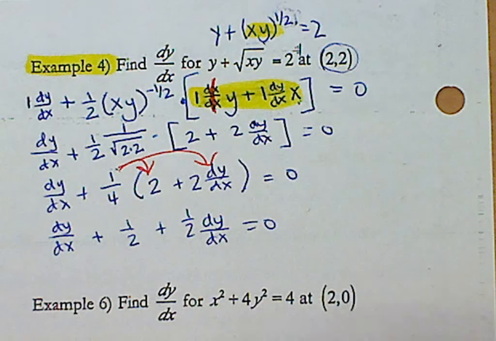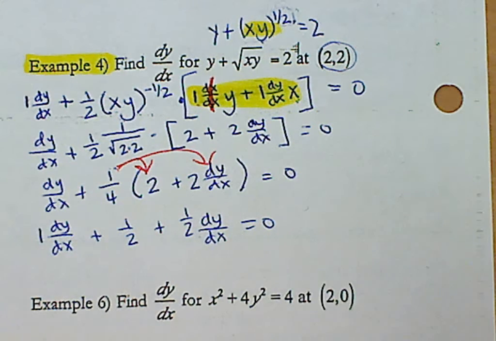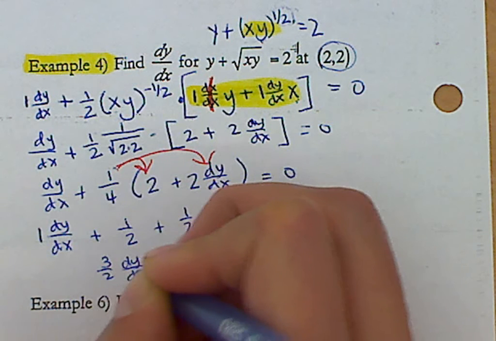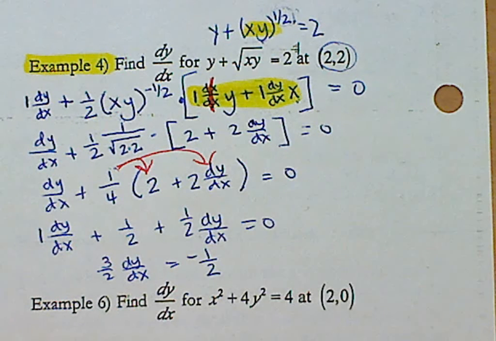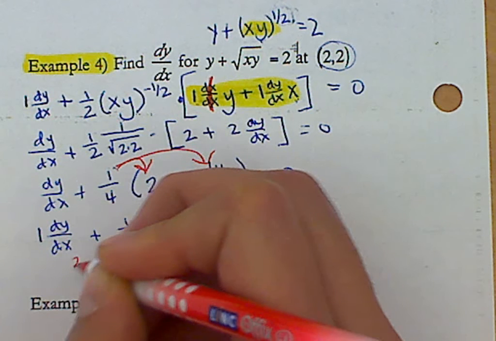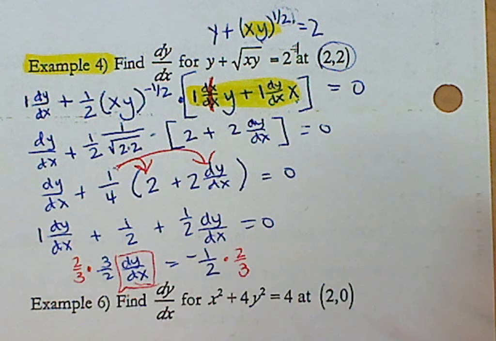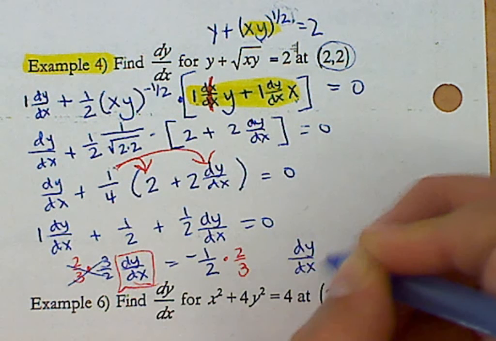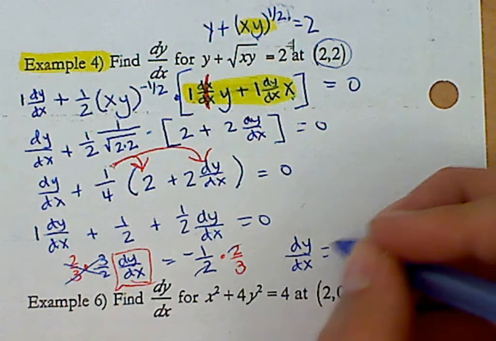And now I can combine my dy/dx's and move the 1/2 over. So I have 1 dy/dx plus 1/2 dy/dx is 3/2 dy/dx equals negative 1/2. And then I'm going to finally get this by itself, I'll multiply times 2/3. So times 2/3. Those cancel out, and I get dy/dx equals, my 2's cancel, negative 1/3.